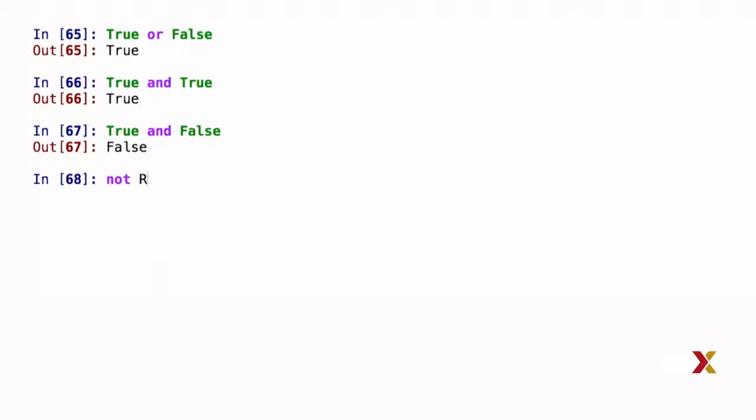Finally, we have the not operation, which simply negates the value of the object. So if we say not True, Python gives us False, and if we say not False, Python returns to us True.